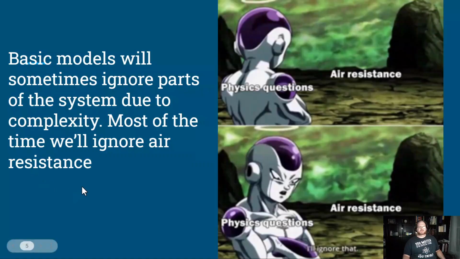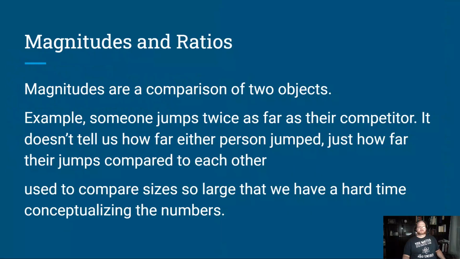Basic models will sometimes ignore parts of the system due to their complexity, and in this class we're going to mostly be ignoring air resistance as an example, due to the more complex nature of the mathematics when you have to actually account for air resistance.